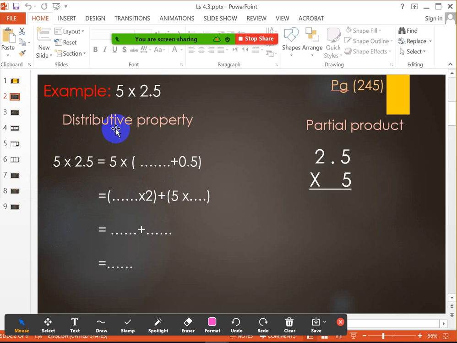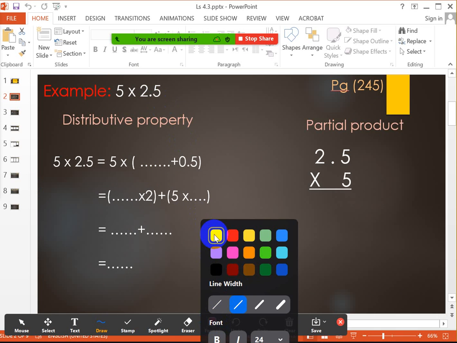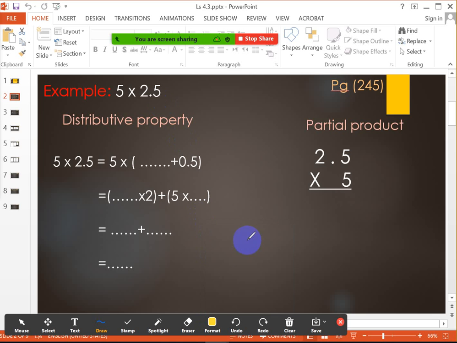Look, if I want to multiply 5 with 2.5 tenths, okay? 5 with 2.5 tenths. If I want to find the answer for this multiplication, there are two ways in this example. In this lesson, you have in your book 3 ways.